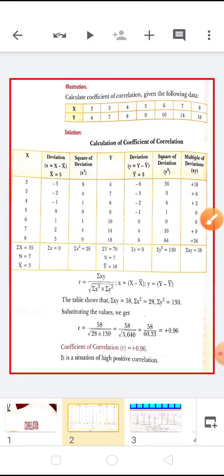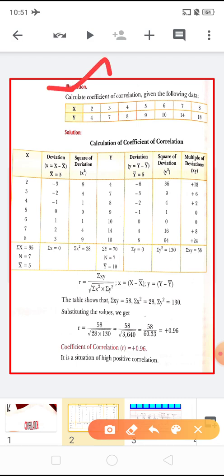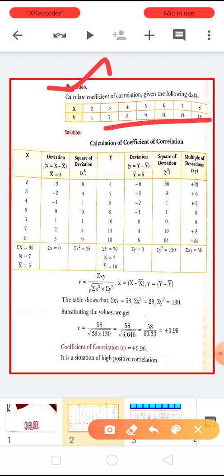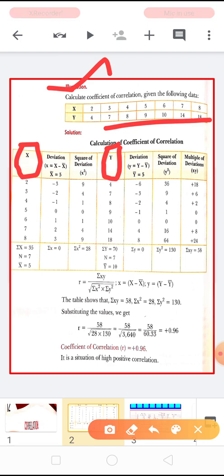So let us start with the first numerical, that is we need to calculate the coefficient of correlation. The values of x variable and the y variable are given in front of you. That is 2, 3, 5, 4, 5, 6, 7, 8. This is the value of x variable, and for y variable we have 4, 7, 8, 9, 10, 11, 14 and 18.